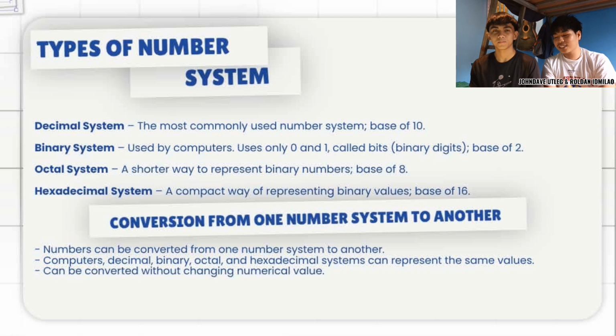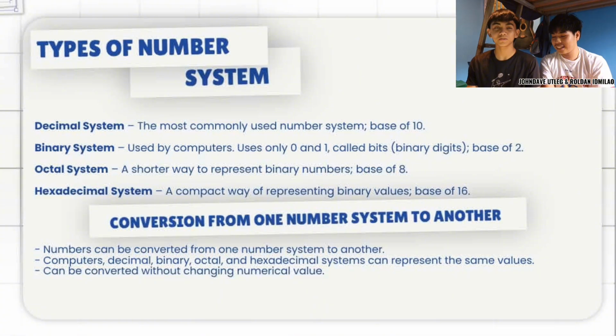And then sa octal system naman. Octal system, a shorter way to represent binary numbers. It uses the digits 0 to 7 and has a base of 8. And then, based sa kanyang pangalan, octal means 8. Kaya ang kanyang base ay 8. At ang kanyang pwedeng gamitin na digits ay 0 hanggang 7.